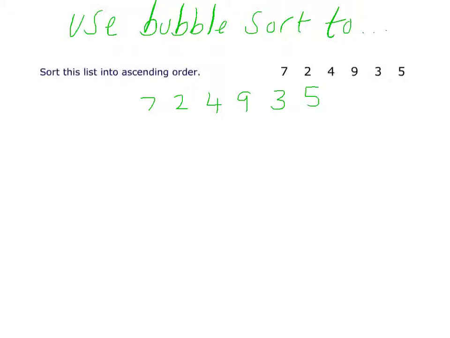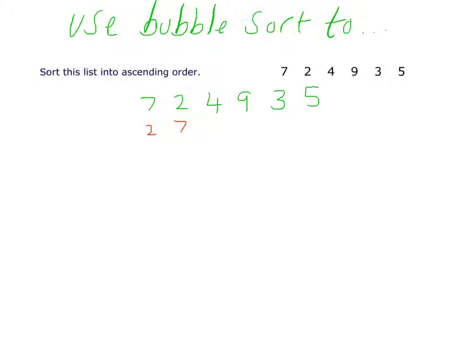Now, in this list, we're going to sort it into ascending order. Sometimes you might be asked to sort them into descending order, so just really pay attention to what the question is asking you to do. The first adjacent pair of numbers we're going to compare is the 2 and the 7. Now, 7 is larger than the 2, so we're going to swap these over.